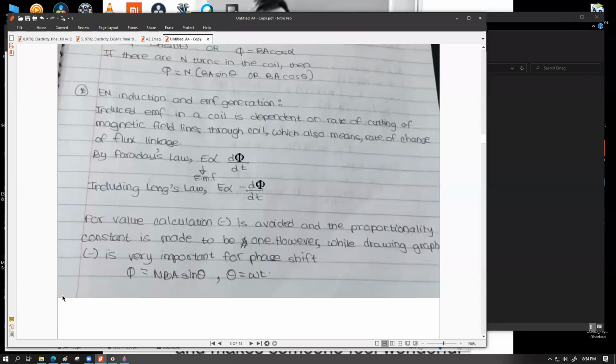So it says for value calculation, minus is avoided and the proportionality constant is made to be 1. However, while drawing graph, this minus is very important. এই ড্রয়িং গ্রাফের জন্য মাইনাস ভেরি ইম্পর্টেন্ট কেন আসবে সেটা আমাদের পরে একটু পরে তোমাদের দেখাচ্ছি. এরপর আছে হচ্ছে ফাই ইকুয়ালস টু হচ্ছে এনবিএ সাইন থিটা. এই এনবিএ সাইন থিটা কোন ফ্যাক্টরটার মানে কি? এন মানে কি? কয়েল টার্নস, নাম্বার অফ কয়েল টার্নস, নাম্বার অফ টার্নস ইন দ্য কয়েল.